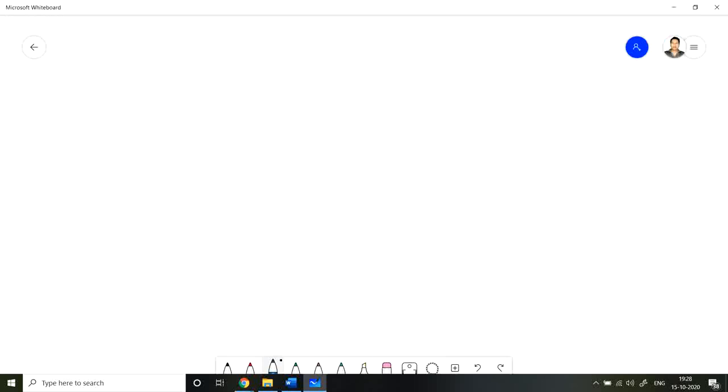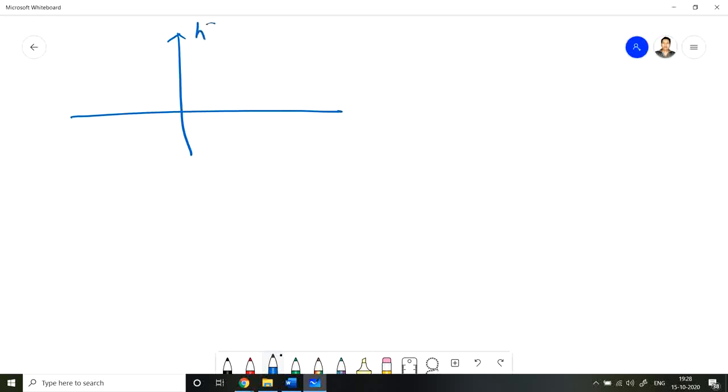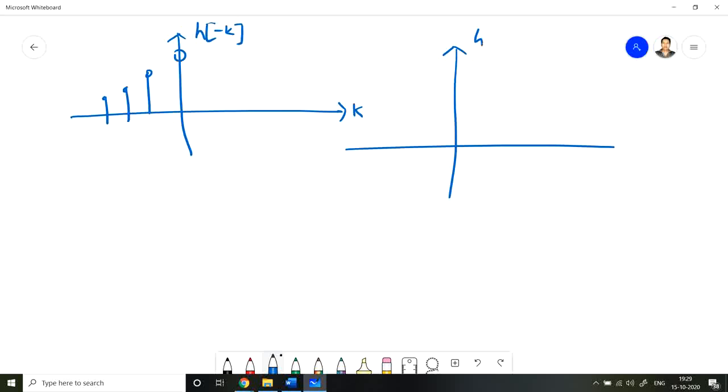Then we can plot h[minus k]. Then h[minus k] is behaving like this, because it is a time reverse. So h[minus k] is like this. Now there are two cases. First case is we need to find out h[n minus k].